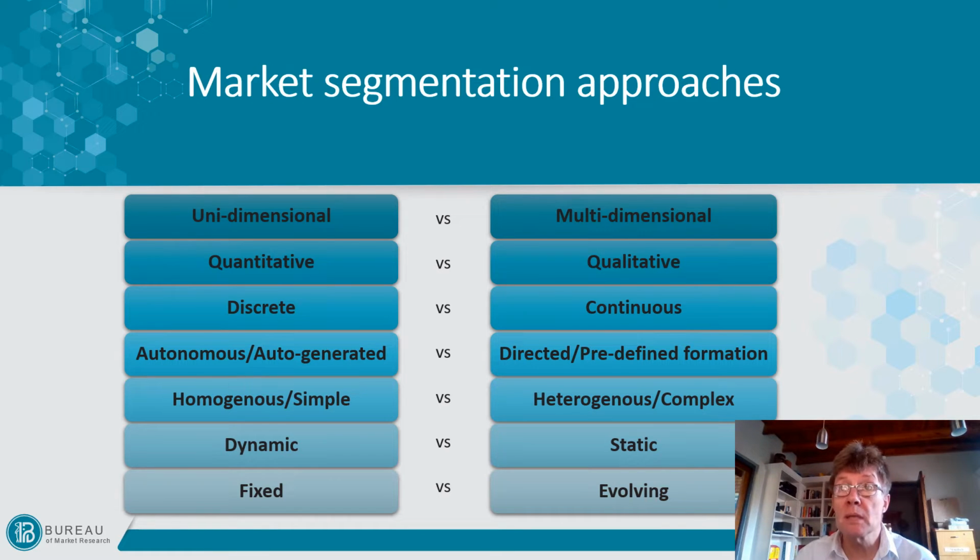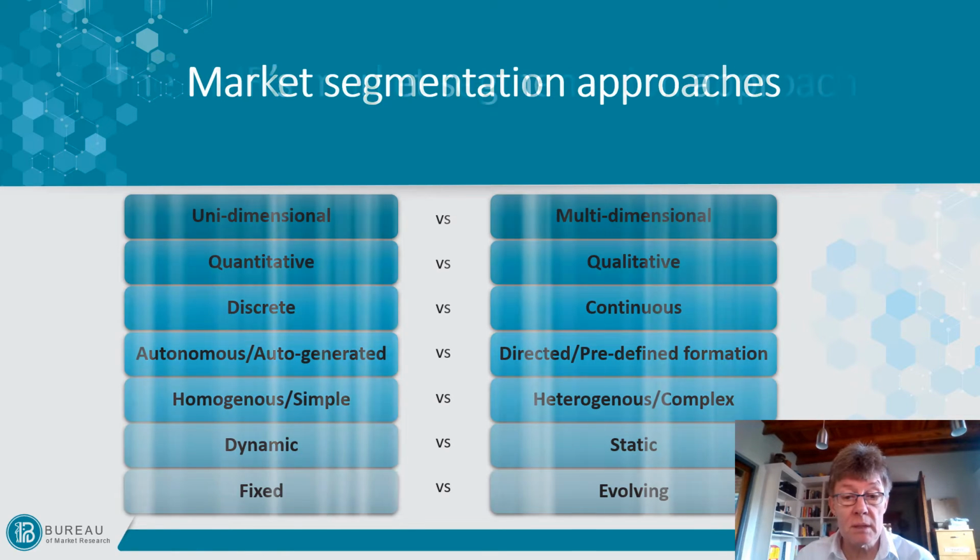It can be autonomously generated through machine learning, or it can be a predefined formation, like for example through cluster analysis and factor analysis. It can be homogeneous, or it can be a more complex segmentation tool. It can be dynamic in the sense, for example, that it is self-adaptive, or it can be static. It can be fixed in structure so that it does not change over its lifespan, or it can be self-evolving.